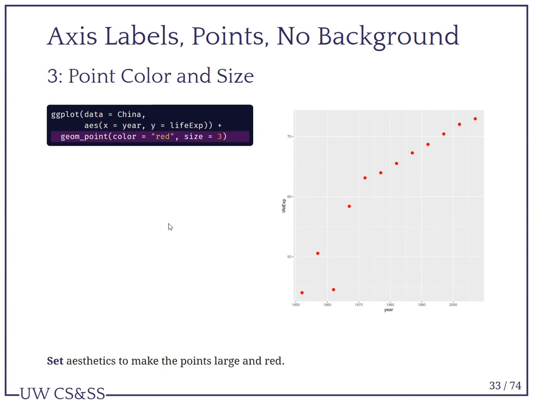Okay, and now we can set all of our dots to be red by saying color equals red. And we can also make all the dots bigger by saying size equals 3. And note that it doesn't depend on the data.